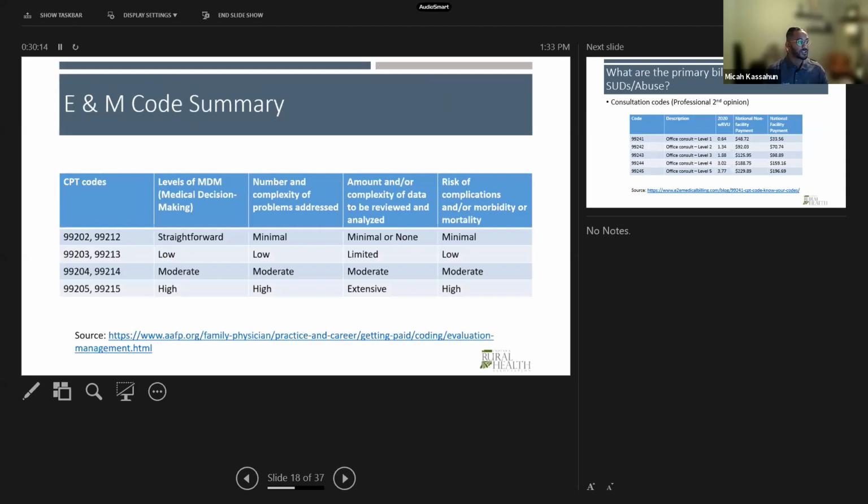Excellent. So now hopefully this is a cleaner way to visualize. I put all the data that we just talked about before into a nice table. Again, I'll make this available to the rest of the IRH team to send out at the conclusion of this. But hopefully this provides a very easy to read understanding of CPT codes, the medical decision making, the level of complexity, the amount and complexity of data to be reviewed, and also risk of complications.